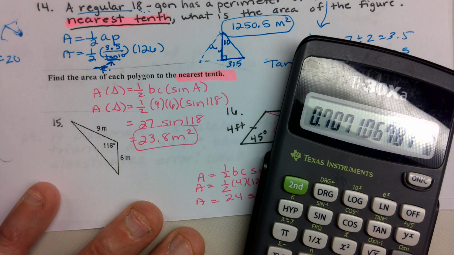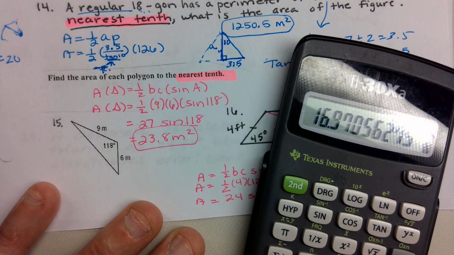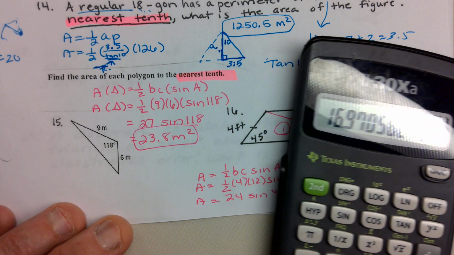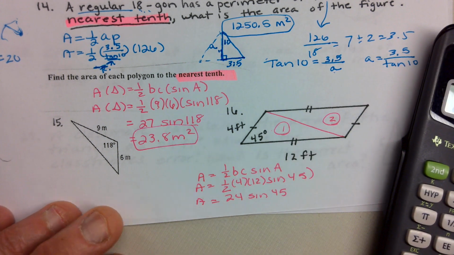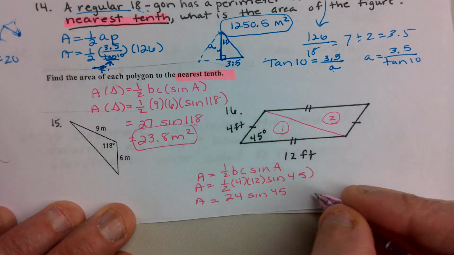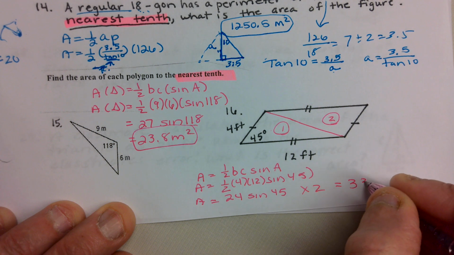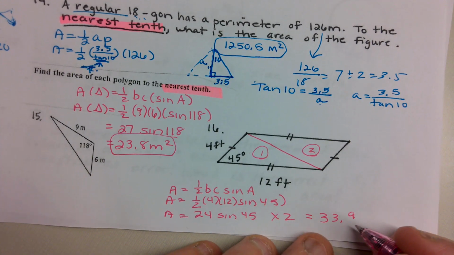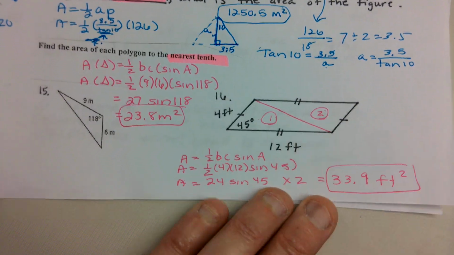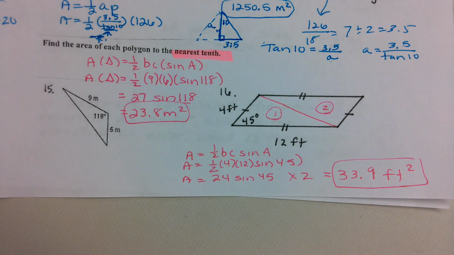45 sine times 24, 16.97 whatever. I'm going to leave it in there, because I don't want to round it yet. I want to multiply it by 2 and then round it. 33.9. And why did I multiply it by 2? Right, because I have 2 and they're congruent triangles. Good.